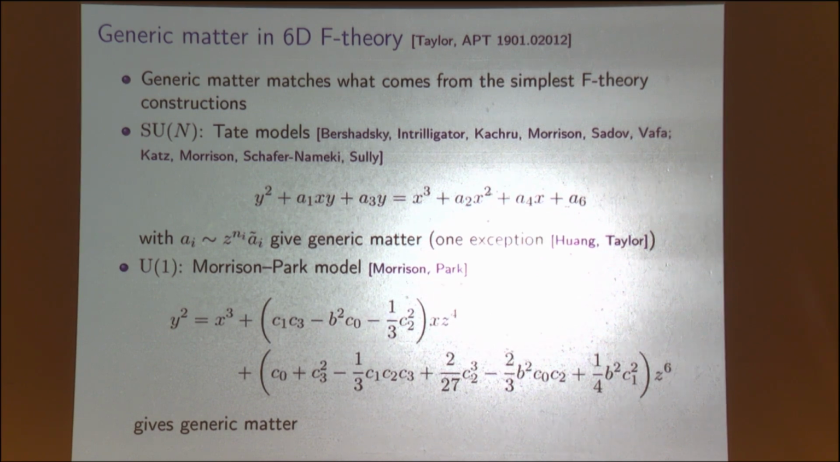For U(1), there's what's known as the Morrison-Park model. So this is given in Weierstrass form here. This is the f and the g, these local functions on the base. And these give U(1) models with charge 1 and 2, which exactly match our 6D supergravity definition of generic matter.